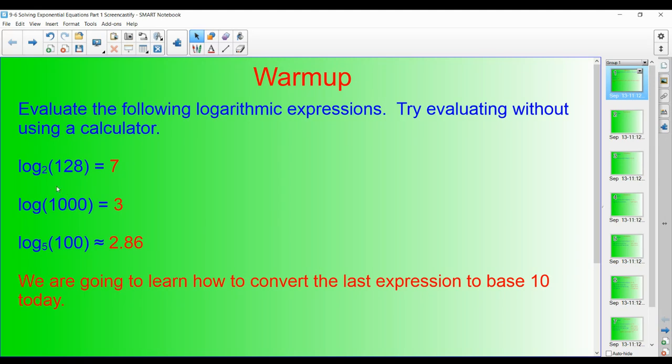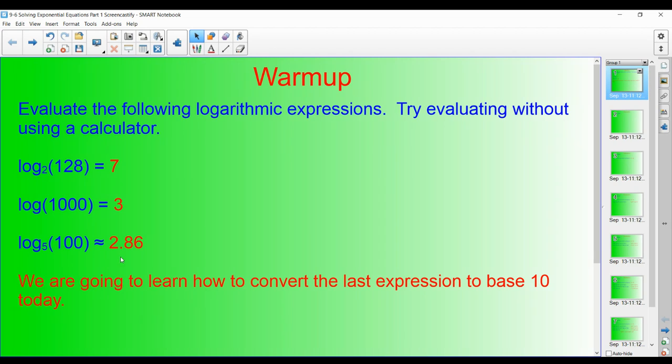So the first one, log base 2 of 128, is 7 because 2 to the 7th is 128. The next one, log base 10 of 1,000 is 3 because 10 to the third power is 1,000. So we can do that. But what happens if it's a base that we don't know? 5 to what exponent, what power, is 100? Okay, today we're going to learn how to do this.